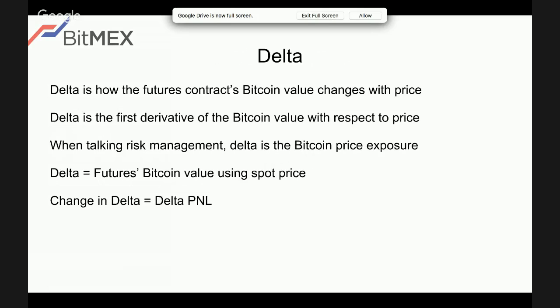Generally, when we refer to Delta, it's a linear number. So a 1% movement in price will lead to a 1% movement in your profit and loss. Today, when I speak about futures contracts, we're going to focus on our Bitcoin Quanto contracts because the payoff is linear in Bitcoin terms, so it makes it easier to understand how these different risk metrics work.